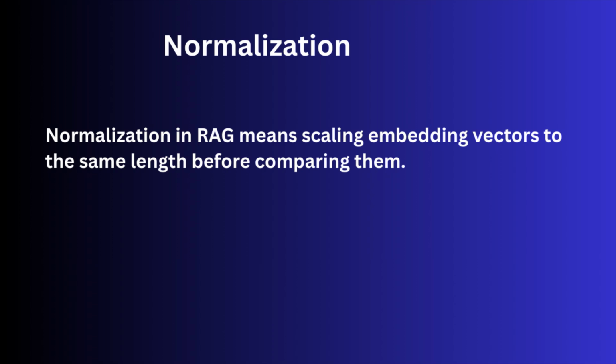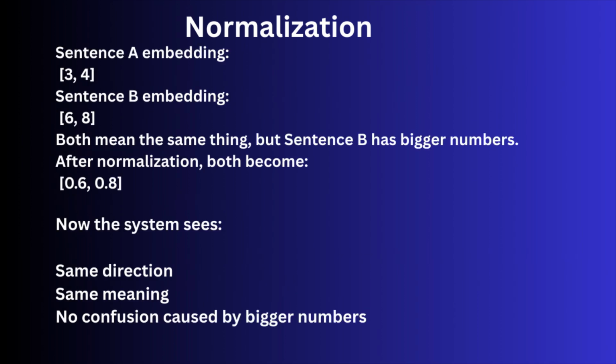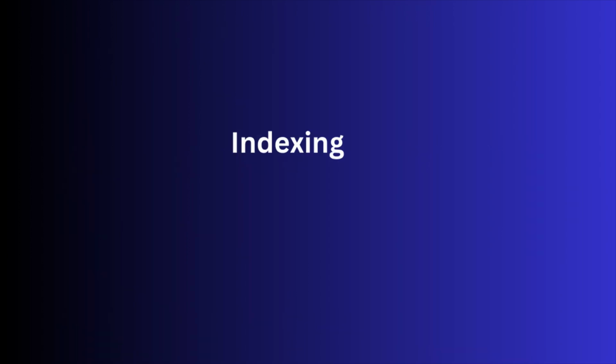In this example, sentence A embedding is like this and sentence B embedding is like this one. Both mean the same thing, but sentence B has bigger numbers. After normalization, both become the same. Now the system can see the same direction, same meaning, no confusion caused by bigger numbers.